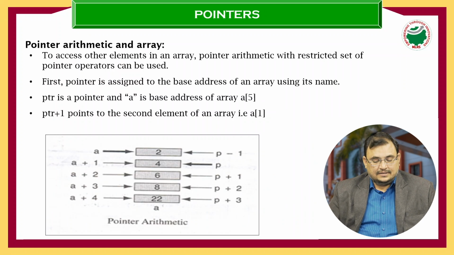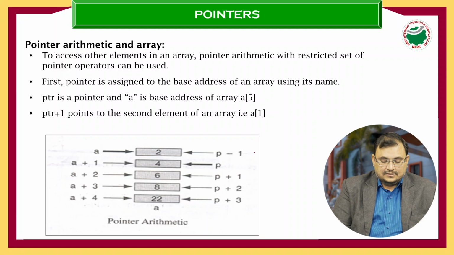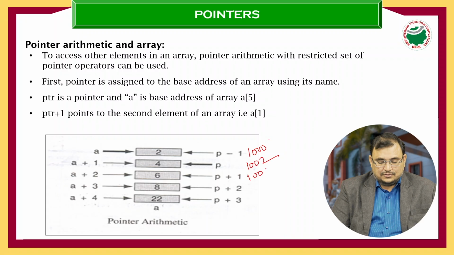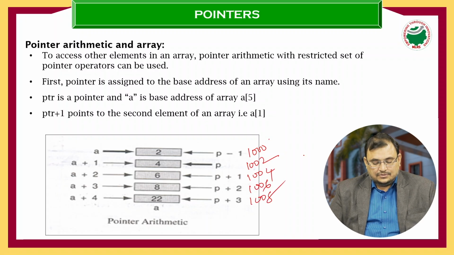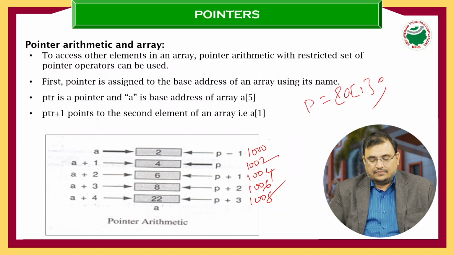So pointer arithmetic: as I already told, a pointer increments with the scale factor. If you are using an integer array, it increments with the scale factor. For example, assume this address is 1000, this is 1002, this is 1004, 1006, 1008. So what am I doing here? I am assigning p is equal to ampersand a of 1. According to this, the p value is 1002.